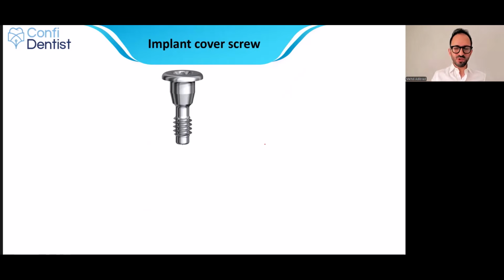If I'm not able to achieve a good initial stability, which can happen, especially when the bone quality is low, D3, D4, okay.